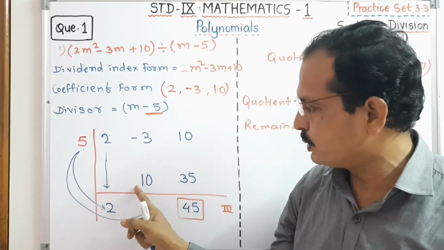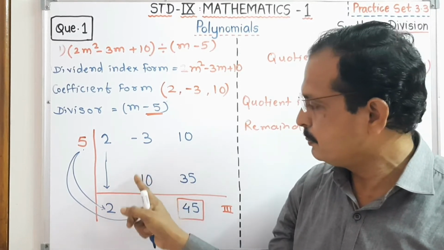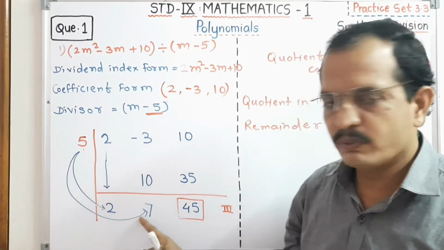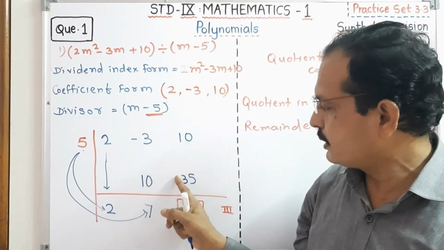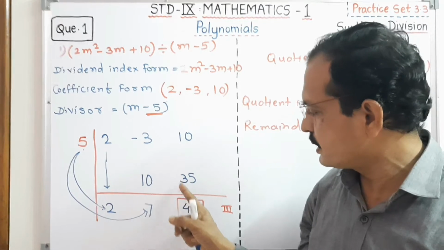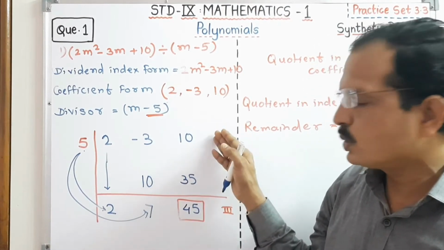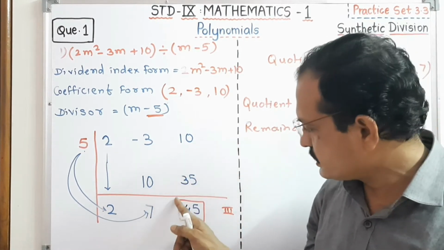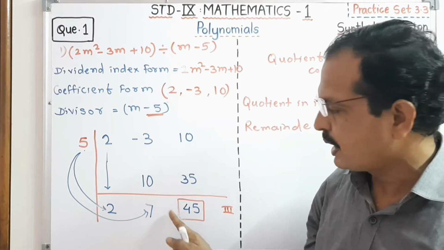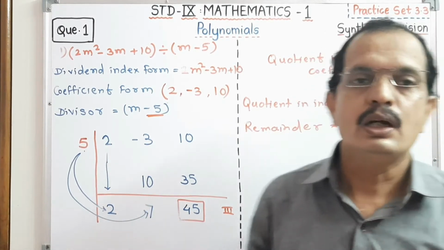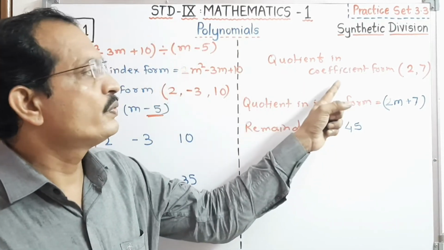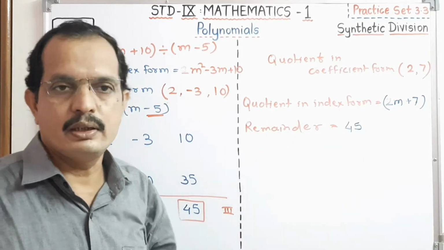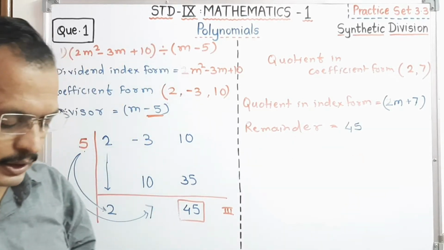That 10 we have to write below this -3. And this -3 plus 10 is 7. Again multiply this 7 with this 5. 7 with 5 is 35. Write that 35 below this 10. Plus 10 plus 35 is 45. There is no coefficient further, therefore the division process is over. Now this last number is our remainder, and this 2 and 7 is the quotient in coefficient form, and we have to write it in index form, and here we have to write the remainder. It is a very easy and interesting method.